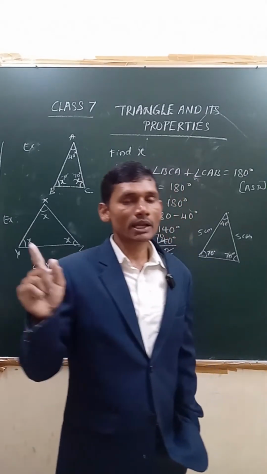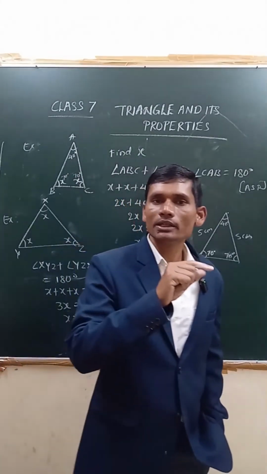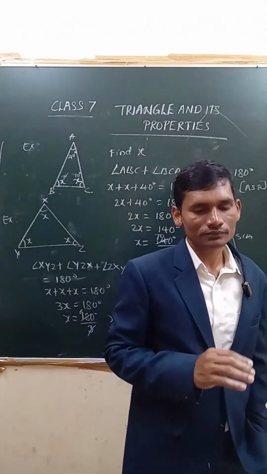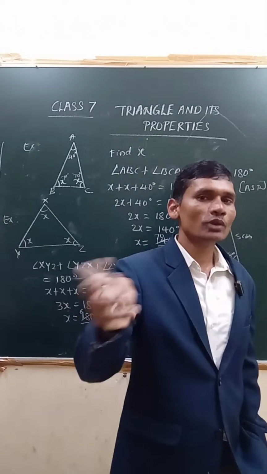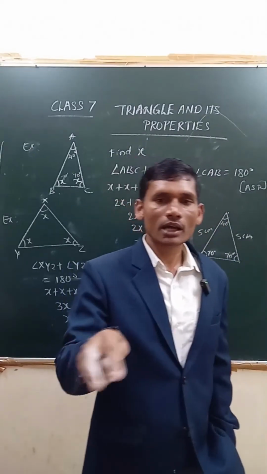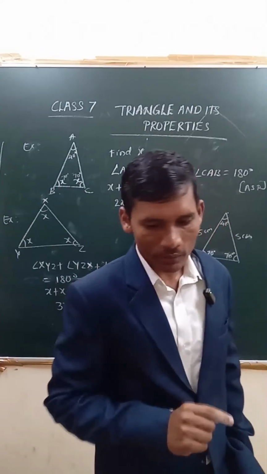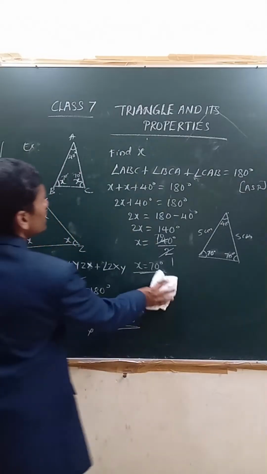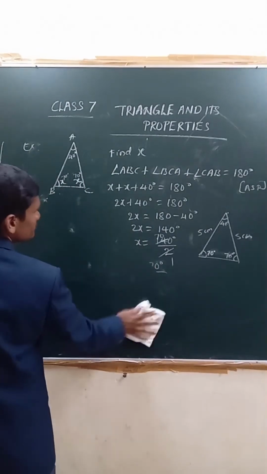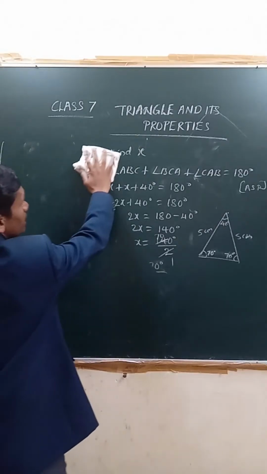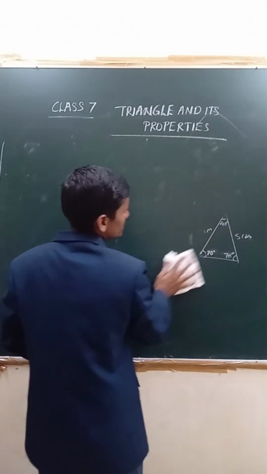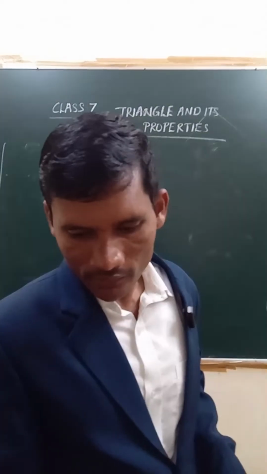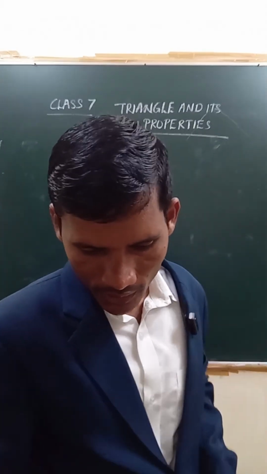In a right angle triangle one of the angles is 90 degrees, but there is no rule that the other two angles must be equal. They may be anything, but their sum will be equal to 90 degrees, because one angle is 90 degrees. That you have to keep in mind. So this is how to solve these types of problems. I hope you are getting this clear. Okay, is there any doubt?